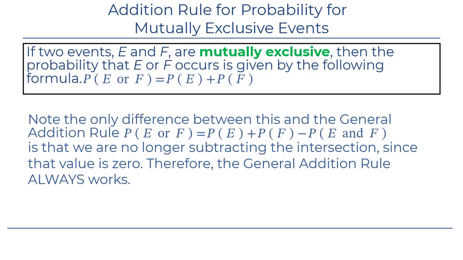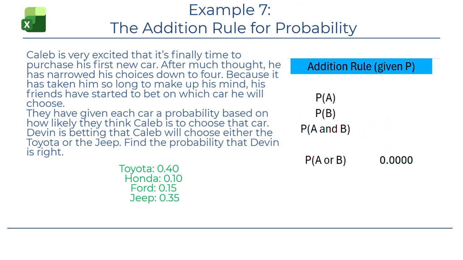There is a separate addition rule for mutually exclusive events, and note it looks the same as our former general addition rule, except that it doesn't include minus the probability of E and F, and that's because that intersection is 0. However, it's best just to remember the general addition rule because it always works whether or not the events are mutually exclusive.